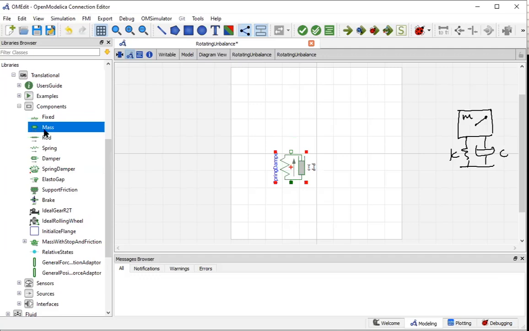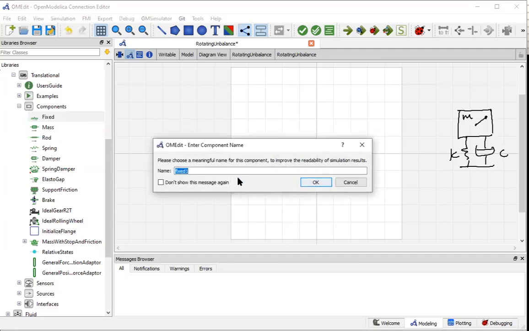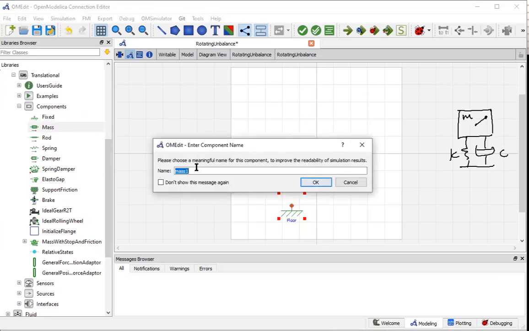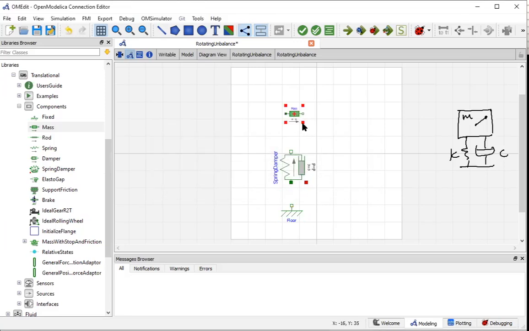We need a fixed support. I'll just call it floor. We need a mass, obviously. Make sure you use Control R to rotate it and that the arrows are lined up. Both of them are upward. I'm going to connect them. Left click on this port, move to the next port, let go, and left click again. So they're connected now.